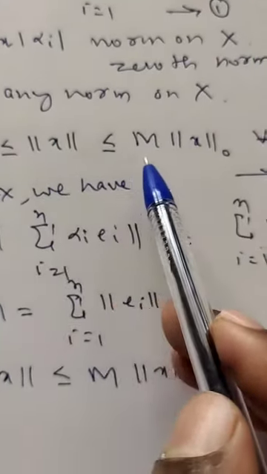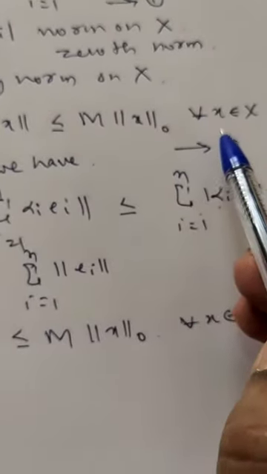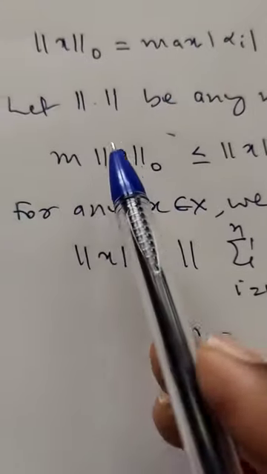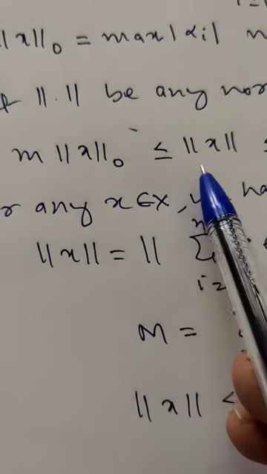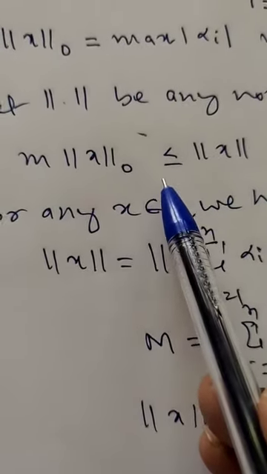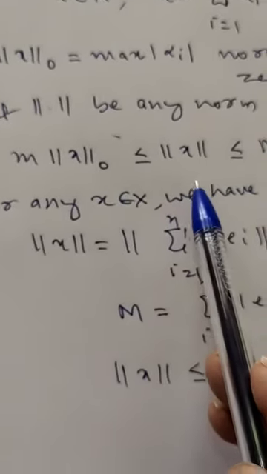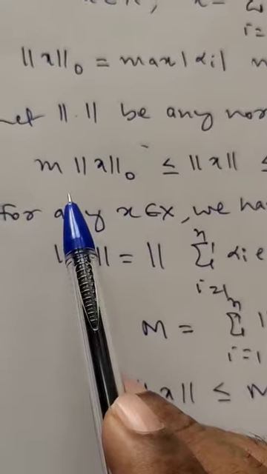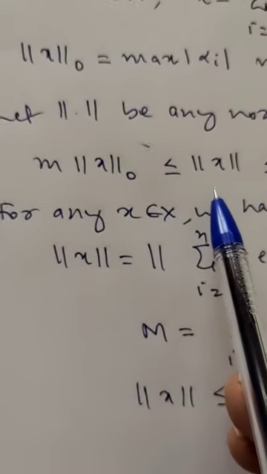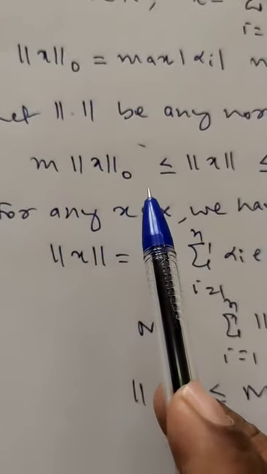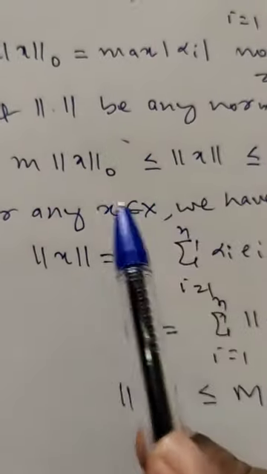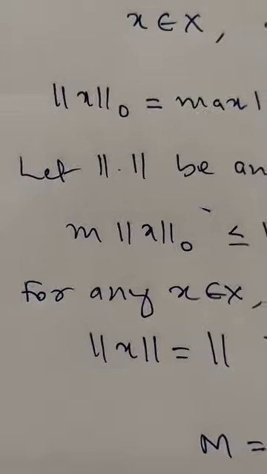Norm of x is less than or equal to m times norm of x naught for every x belongs to X. Now, we need to prove m times norm of x naught is less than or equal to norm of x. We need to prove the left side inequality. Although it looks like a very simple task, it needs a lot of work to prove m times norm of x naught is less than or equal to norm of x. It is a lengthy process. Let's discuss it step by step.